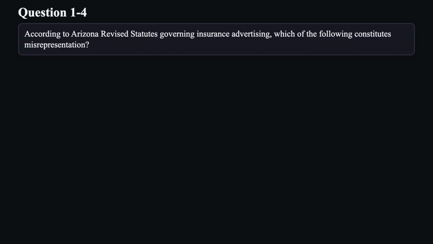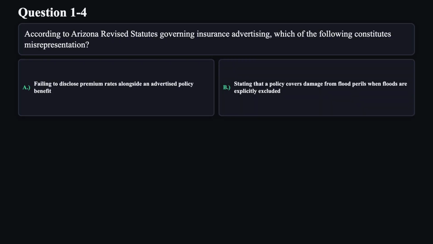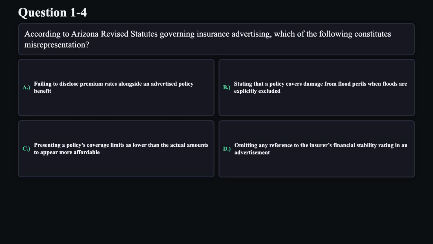Question 4. According to Arizona revised statutes governing insurance advertising, which of the following constitutes misrepresentation? A. Failing to disclose premium rates alongside an advertised policy benefit. B. Stating that a policy covers damage from flood perils when floods are explicitly excluded. C. Presenting a policy's coverage limits as lower than the actual amounts to appear more affordable. D. Omitting any reference to the insurer's financial stability rating in an advertisement.